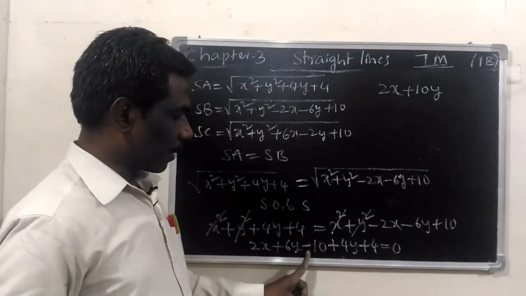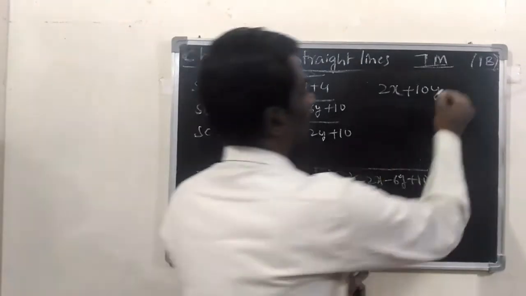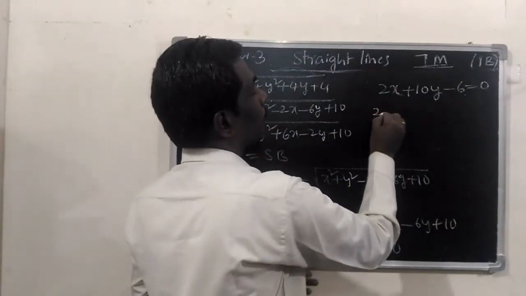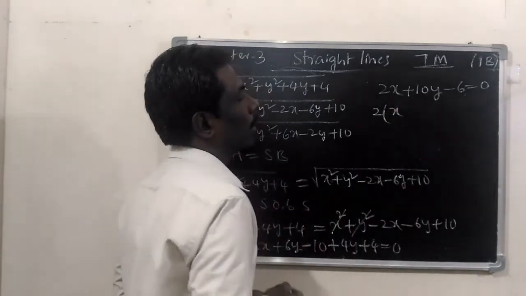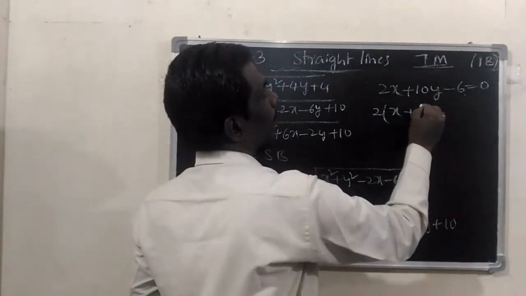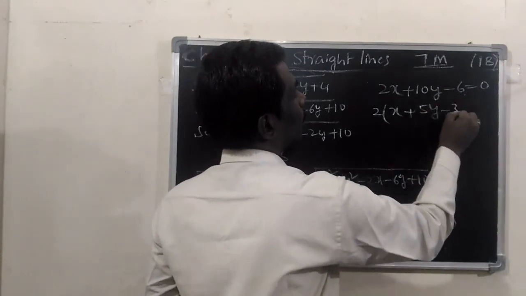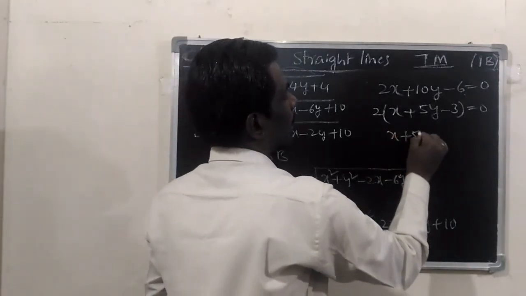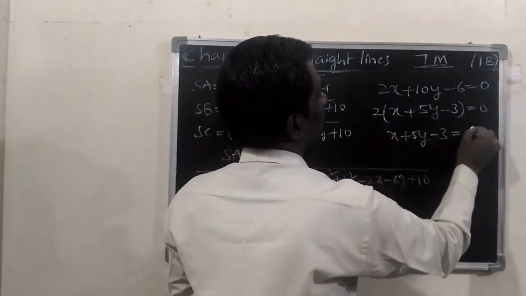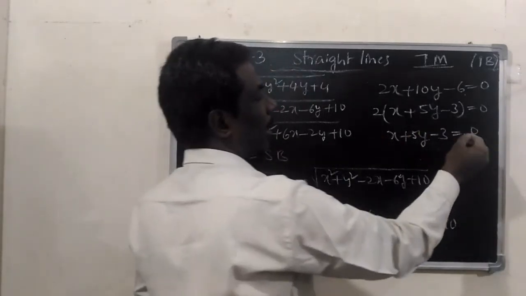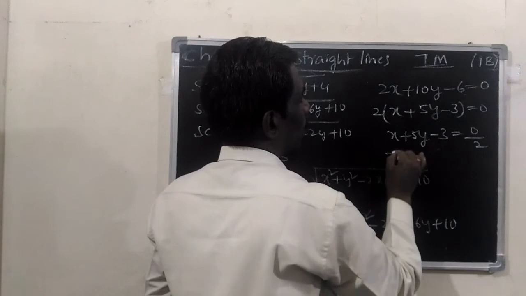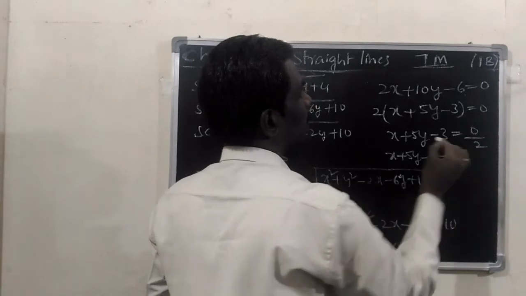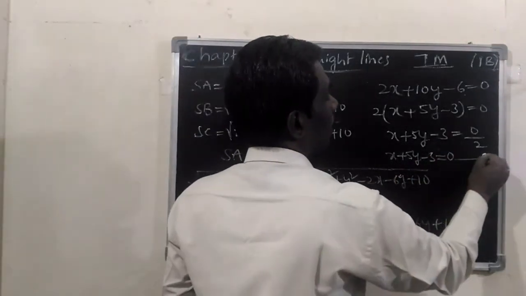And next constants, minus 10 plus 4 is minus 6 is equal to 0. We can take 2 common. If we take 2 common, x remains, plus 2 5s are 10, y, minus 2 3s are 6 is equal to 0. Right, x plus 5y minus 3 is equal to 0. Take this 2 to the right side, that is by 2. So x plus 5y minus 3 is equal to 0 by anything is 0. It is now the fourth equation.